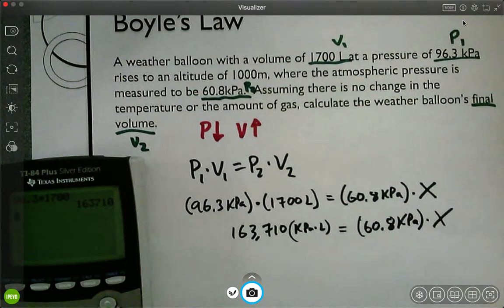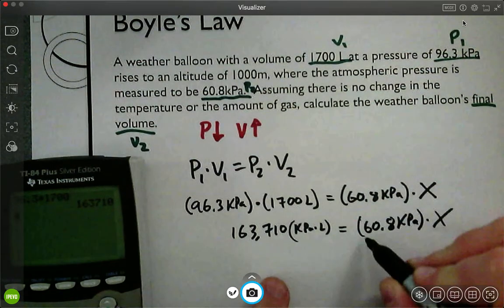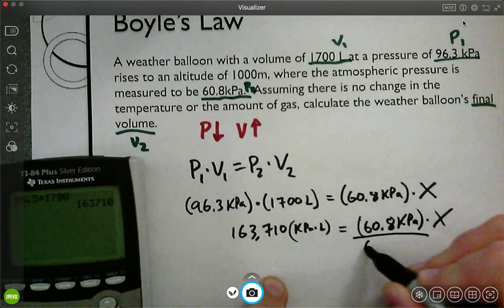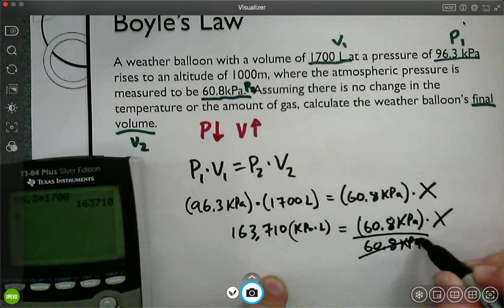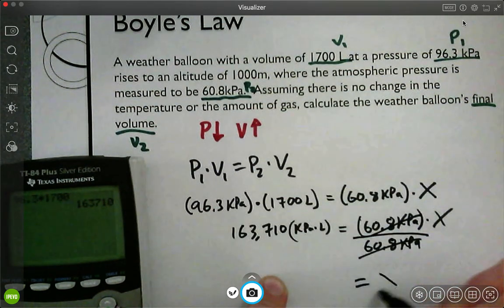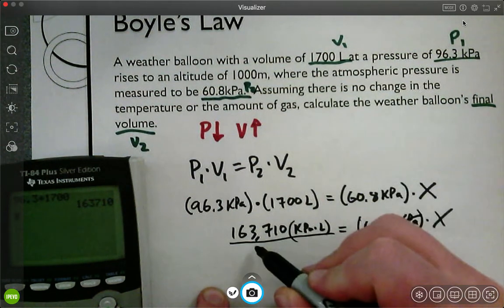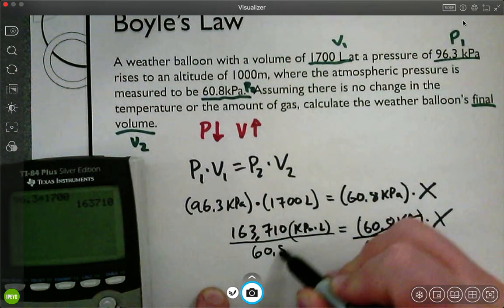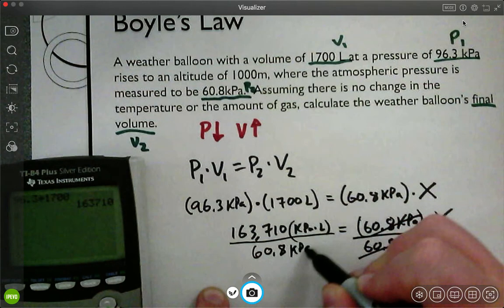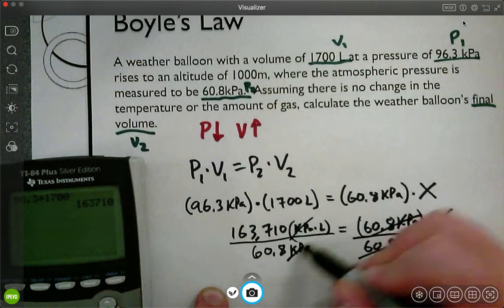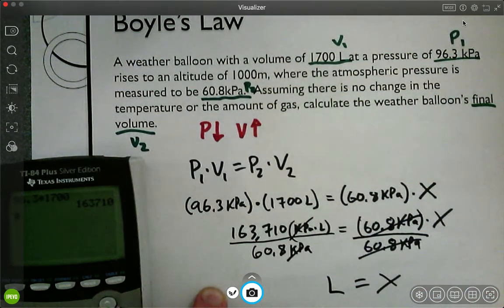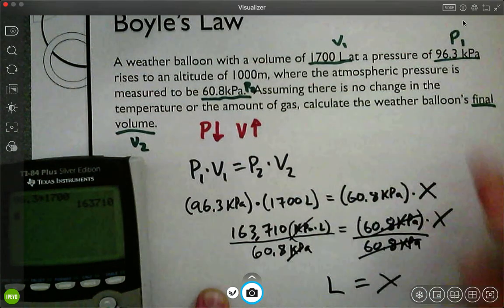Next, I need to get x by itself. To do that, I need to divide by 60.8. I need to divide by this. So it cancels it, and the only thing that's going to be left on this side is x. So over on this side, I'm dividing by 60.8 kilopascals. Divide by the same thing on both sides. This cancels kilopascals but leaves liters.